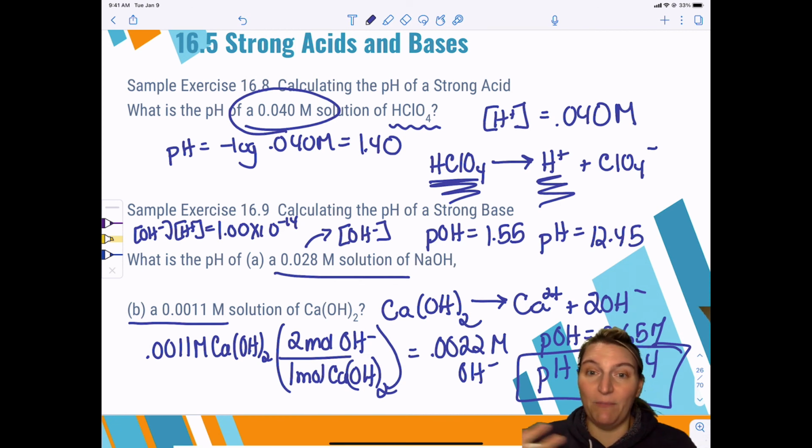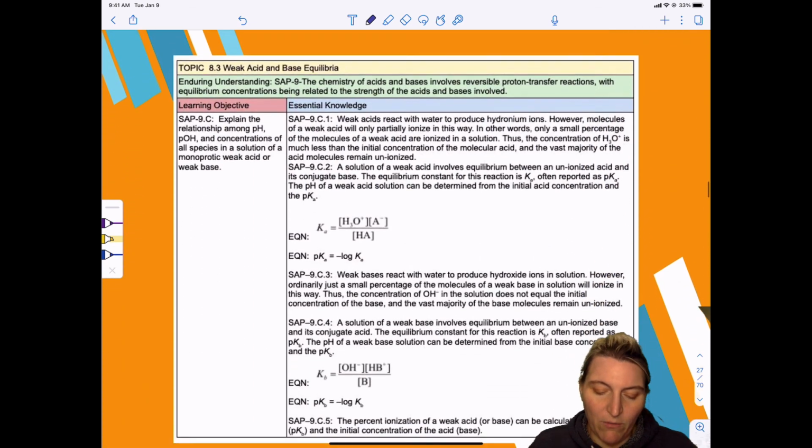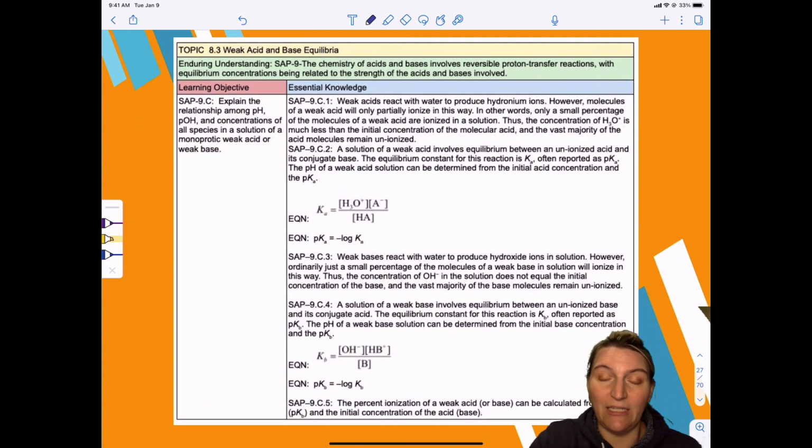This is the end of the beginning videos. So up to this point, we have done all these practice problems. Where we're going next is basically taking everything that we learned about acids and bases and everything that we learned about equilibrium and then putting them together. Which will be fun.